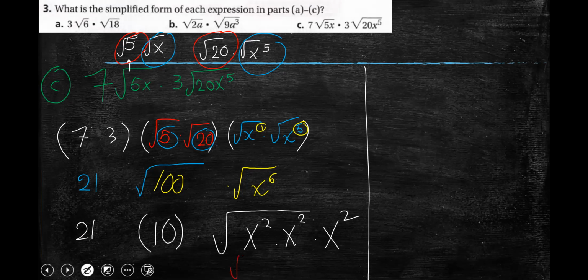Let's distribute the x squared here like this. So 2 cancels with the square root, 2 cancels with the square root, 2 cancels with the square root. So how many x's do we have here? 3 x's. So I would say x cubic. Don't say 3x. It's x cubic.